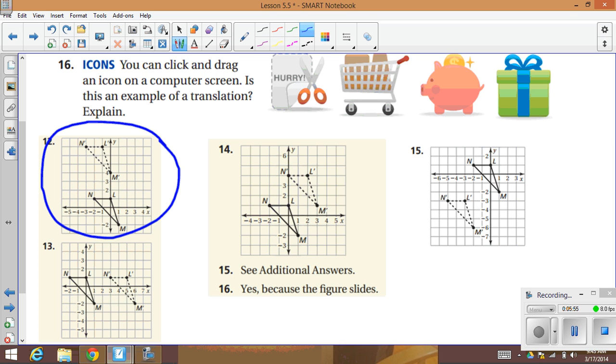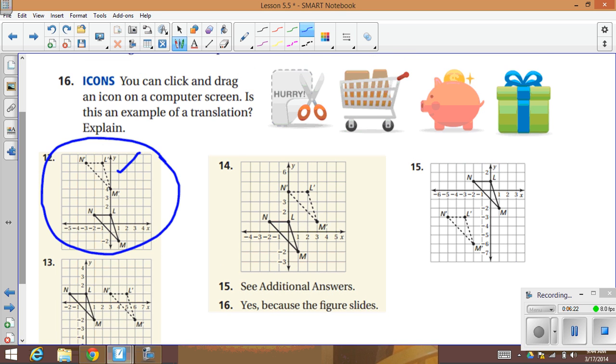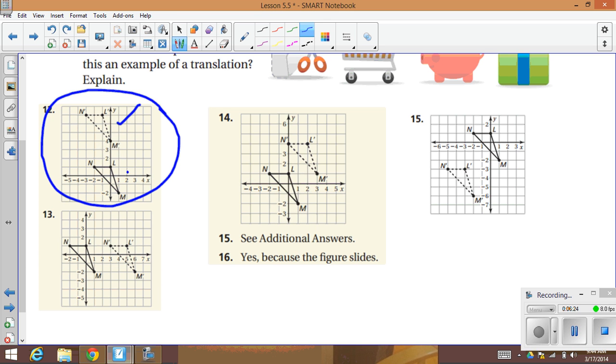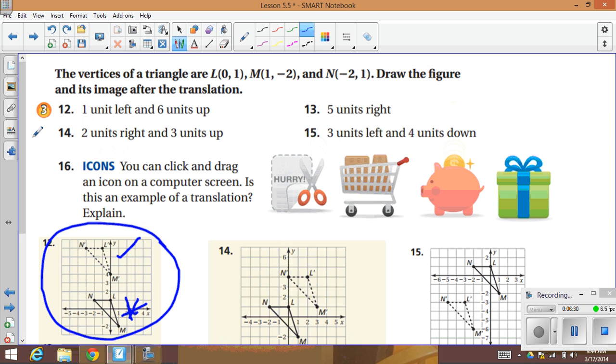Okay, and we know that this is the solution, the translation, because the letters have the primes. N is at negative 3, 7. L is at negative 1, 7. And M is at 0, 4. Okay, and you notice we start by graphing the original picture, and then we translate it left 1 unit and up 6. Now we're going to take a look at 13.